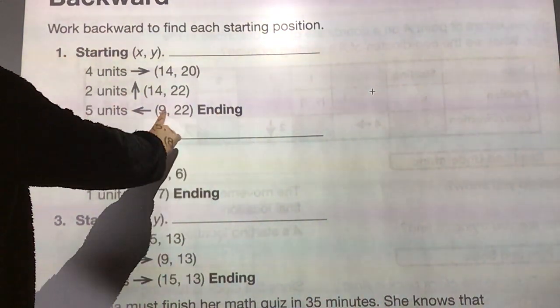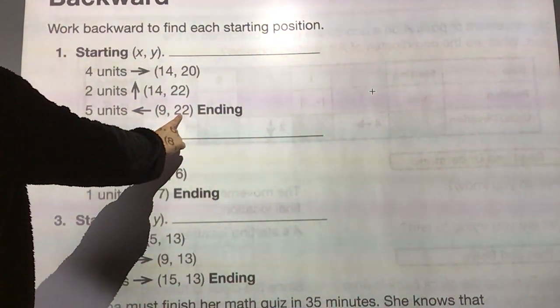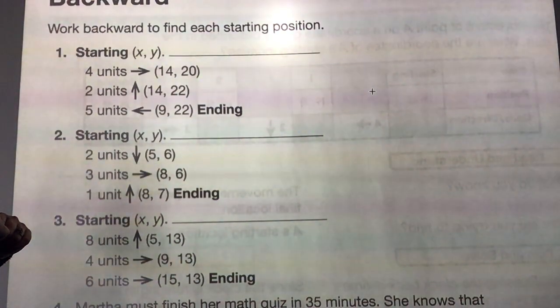I end at 9, 22. So when I start backwards, Bradley, sir, you are not a dog. The fact that I had to just say that, I don't like.